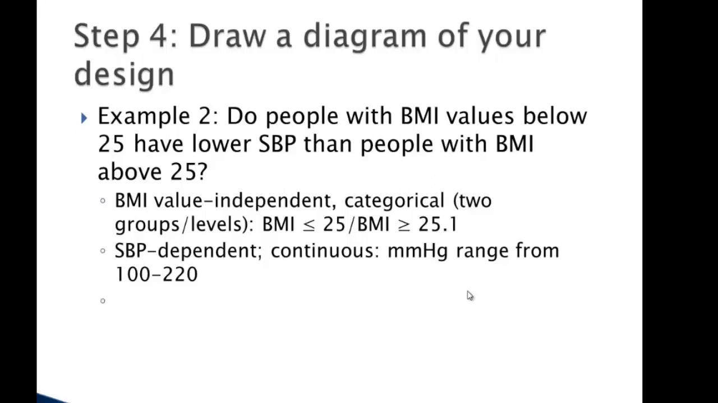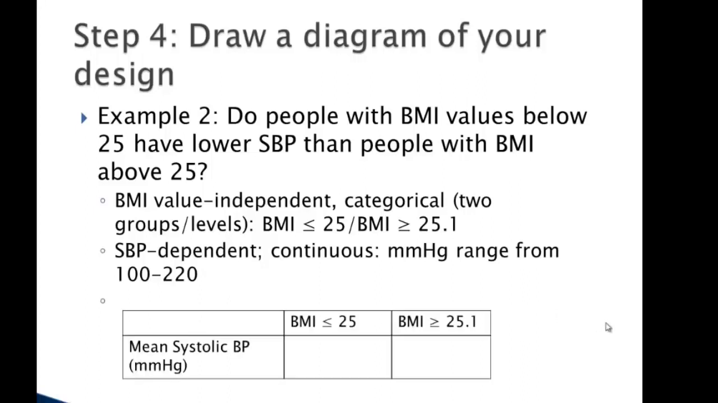Well, the best way to do this is using a table. What we put in our columns along the top of the table are the independent variables. We know we have 2 groups in our independent variable, so we have 2 columns. We then put our dependent variable or outcome variable in the row of the table. And we have one of those, so we have 1 row.